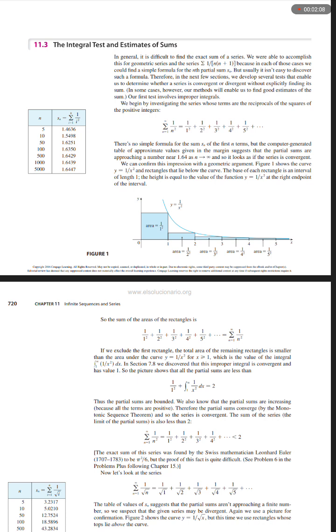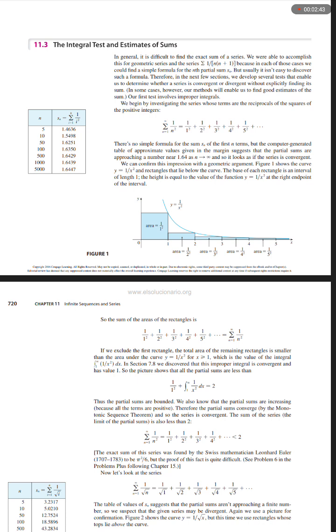Figure 1 shows the curve y equals 1 over x squared and rectangles that lie below the curve. The base of each rectangle is an interval of length 1. The height is equal to the value of the function y equals 1 over x squared at the right endpoint of the interval. You have figure 1, where area 1 is 1 over 1 squared, area 2, and so forth. See graph y equals 1 over x squared.